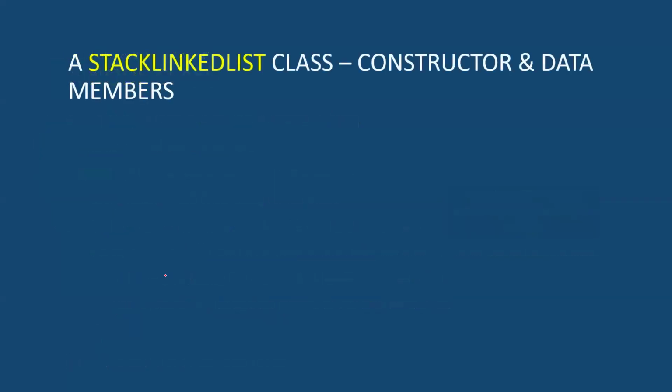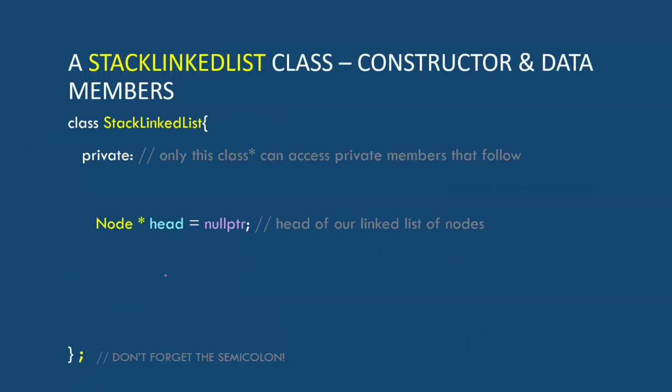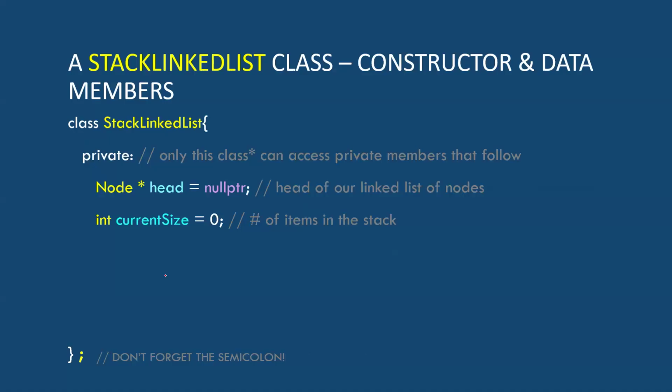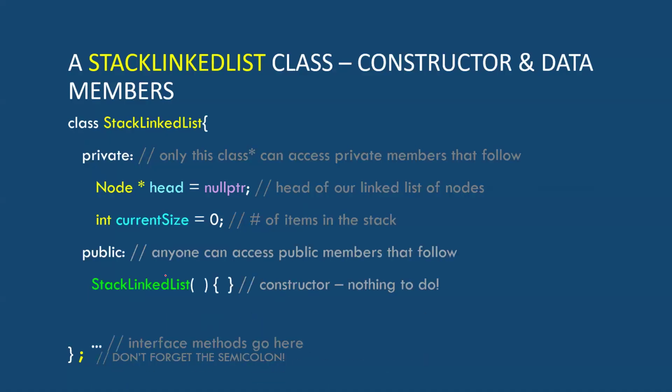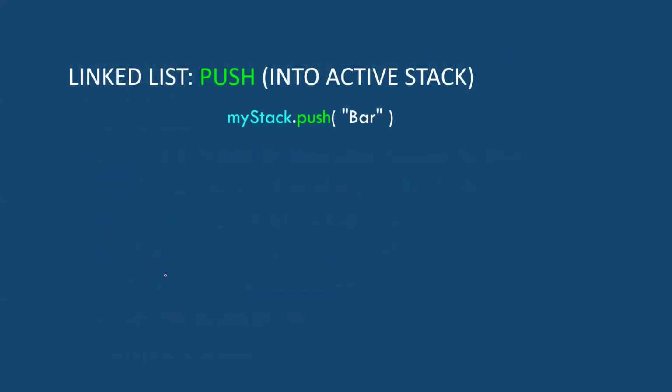So there's my linked list, and now we can kind of build that thing, right? There's our head, current size is 0. There's our stack, or our constructor rather. And the push and pop are going to be classic linked list steps. So just a little review for everybody.